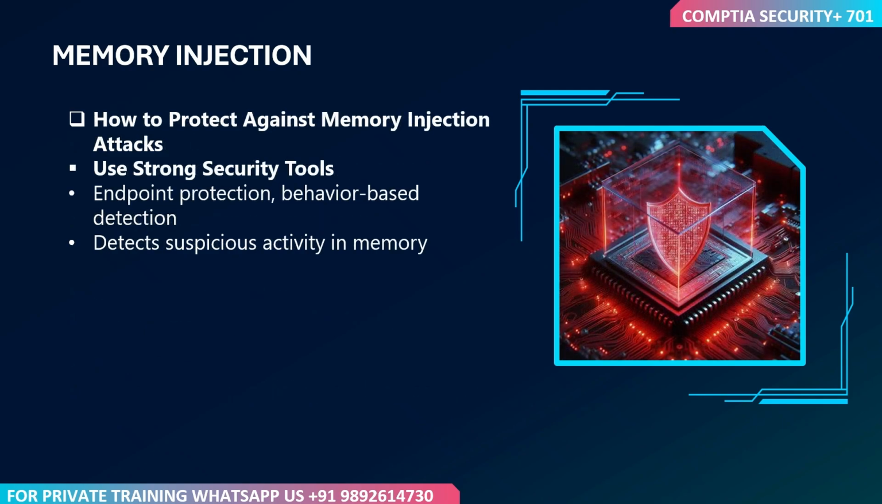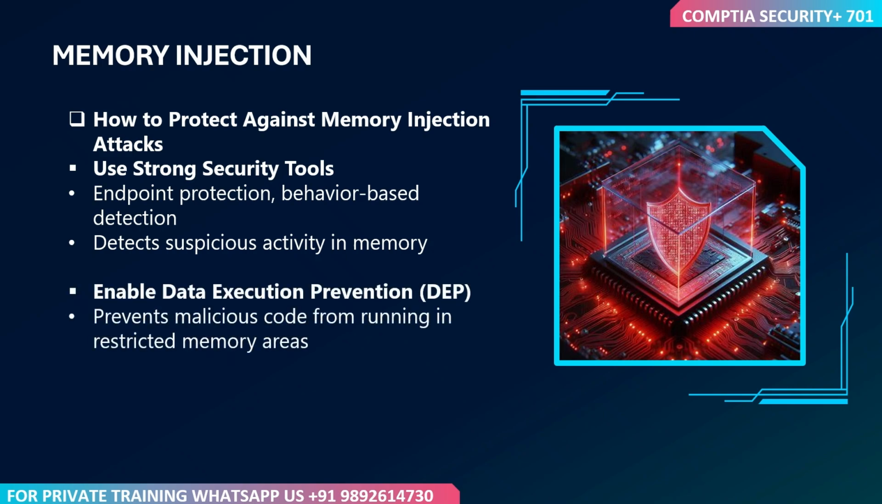How to protect against memory injection attacks? Use strong security tools. Advanced security solutions like endpoint protection and behavior-based detection can help identify suspicious activity in memory. Enable Data Execution Prevention, that is DEP. It is a security feature in modern operating systems that prevents malicious code from running in certain areas of memory.